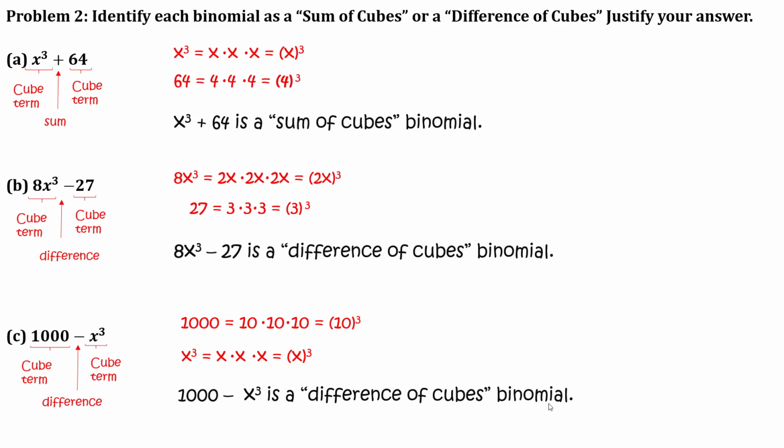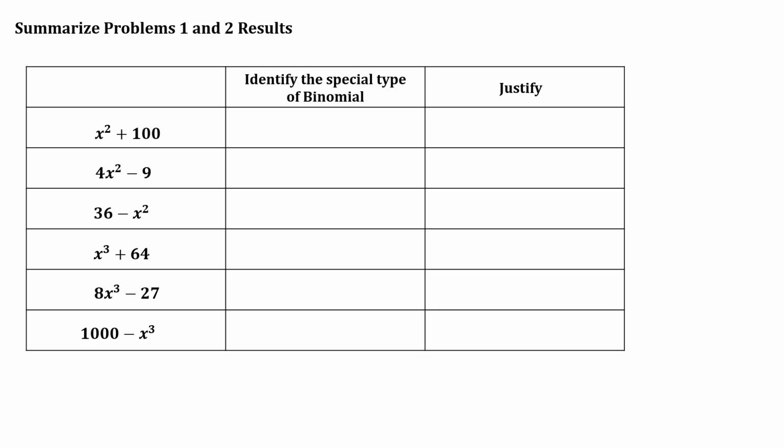All right, so those are actually 4 special types of binomials, right? Sum of squares, difference of squares, sum of cubes, difference of cubes. So what I'm going to do on the next slide is just summarize the results of problem 1 and 2. So if you want to glance at this slide or take a screenshot as a reference. So here are all the binomials mentioned in the last 2 examples.